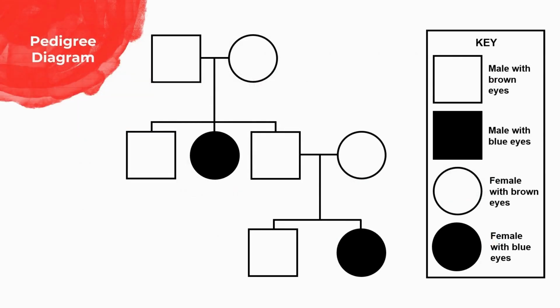Geneticists use pedigree diagrams to study the inheritance of characteristics in a family over a number of generations. We'll continue to use this characteristic of eye color and try to understand how it is inherited by analyzing a pedigree diagram. But first we need to understand some basics about a pedigree diagram.